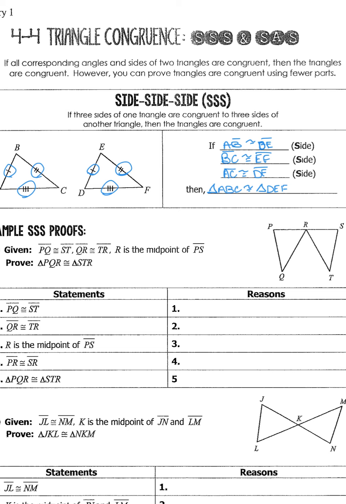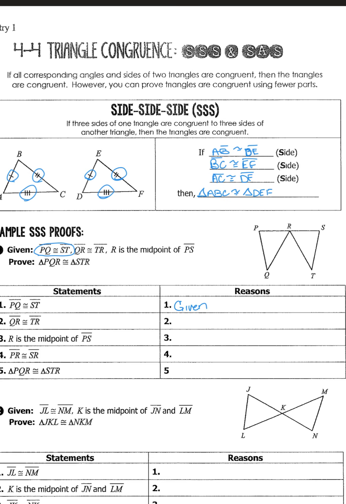So let's actually look at a proof here. On that cheat sheet that we just went over, it says the first thing we're going to do is list our given information. So my first piece of given information is PQ congruent to ST, and that was given. I need to make sure I mark that on the picture itself. So over on our picture, we're going to put that PQ is congruent to ST. That was given. The next piece of given information is QR congruent to TR. Again, that is given to us, and we're going to mark that on the picture.